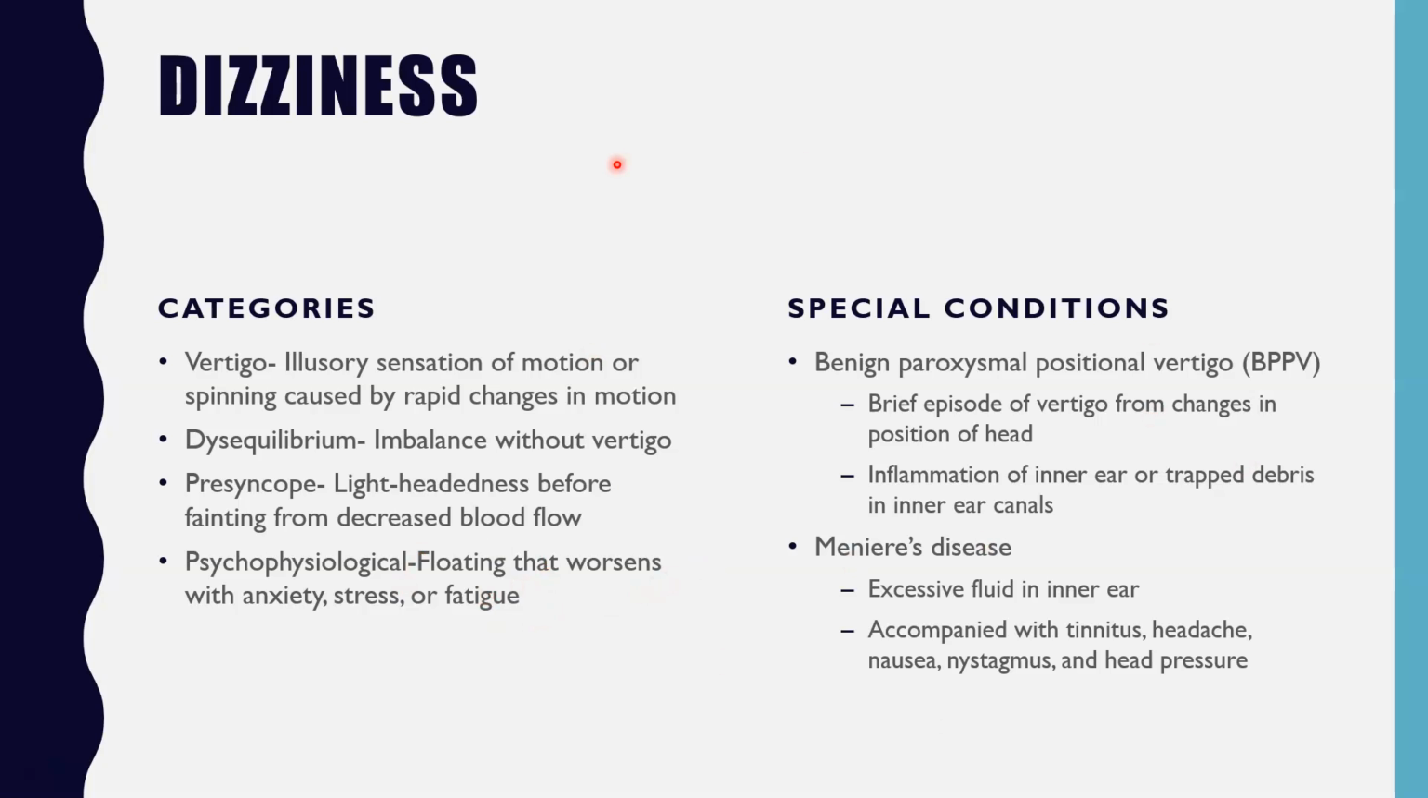There are also some special conditions associated with that. BPPV, which is this inflammation of the inner ear or other trapped debris within the inner ear canal. Obviously, the inner ear is associated with balance and coordination. And so if we have problems with that, we can get this positional vertigo sensation going on that needs to be treated. And then there are other conditions associated with that, with fluid in the inner ears and different aspects.